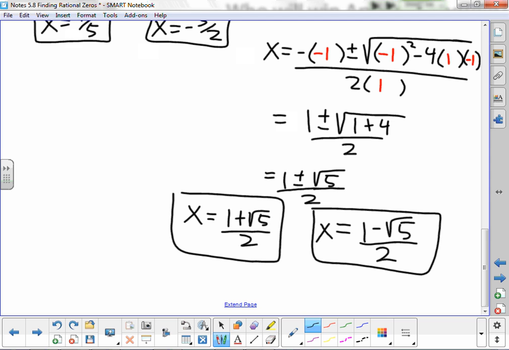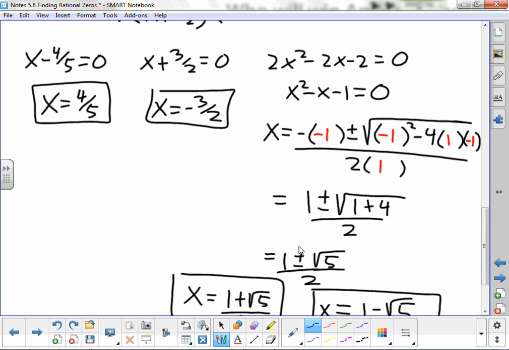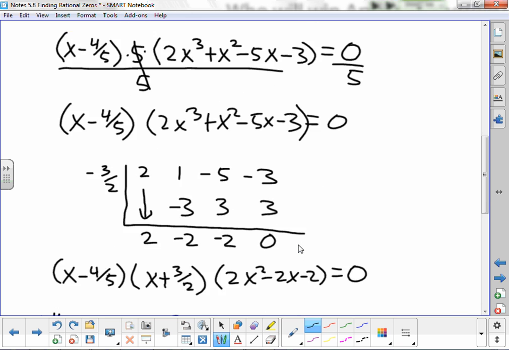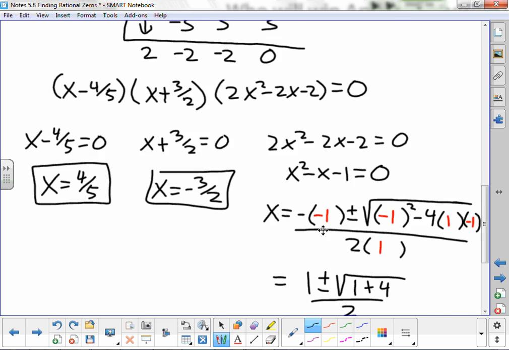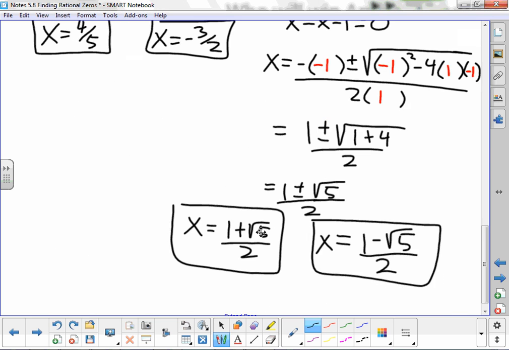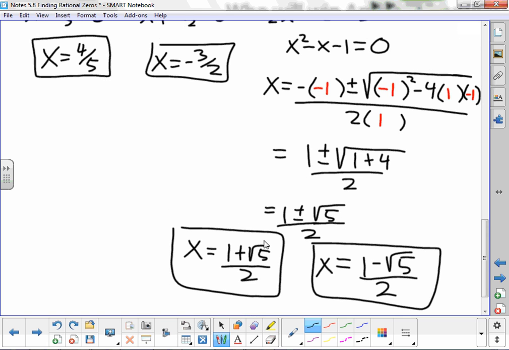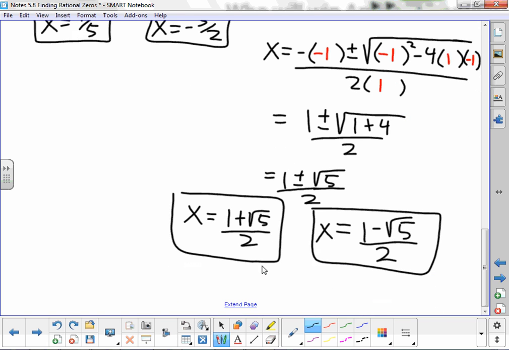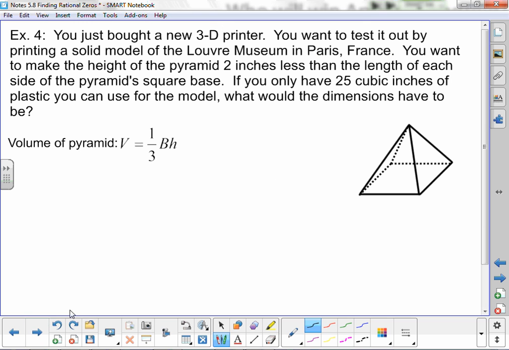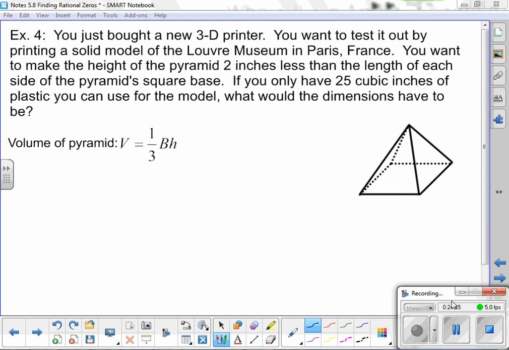Now, if you notice, these weren't on our list because these are not rational numbers. Remember, it's the rational zeros theorem. Since the square root of 5 is not rational, these two are not rational zeros, so they're not part of our list. But that's basically how you do this. So let's go over this last one and then we're done.